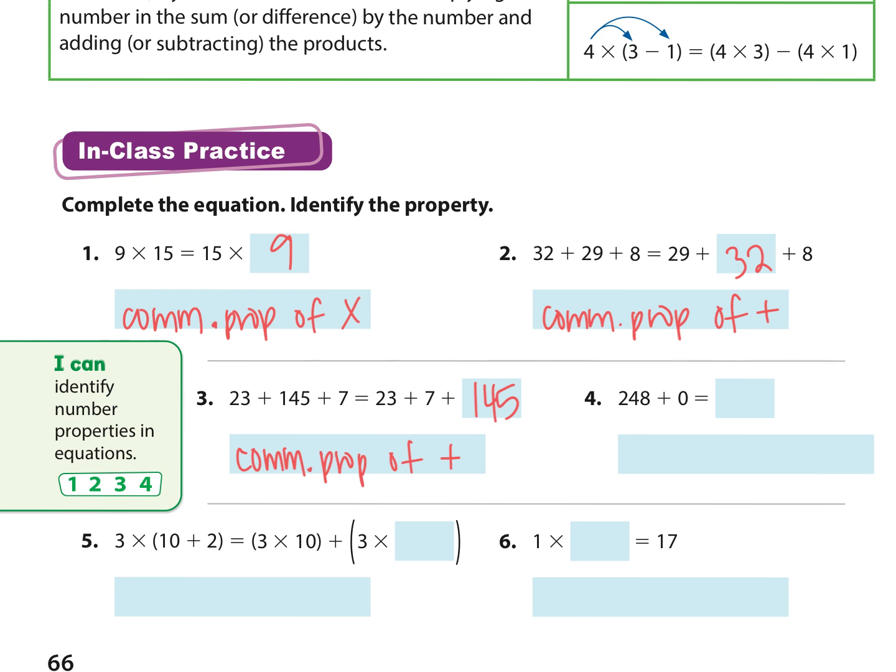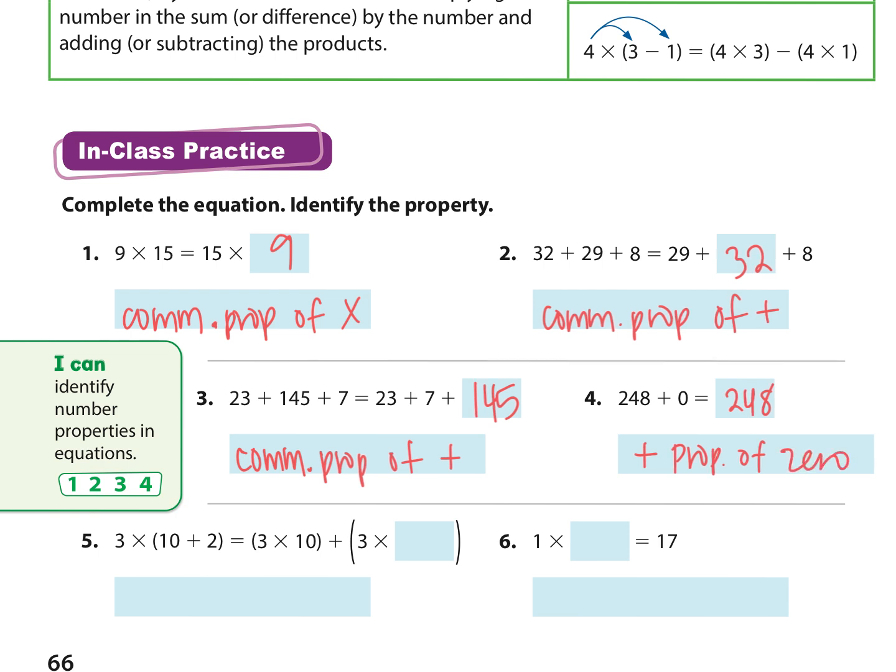Okay, number 4. What would this one be, though? This one's different. What does that equal? It equals 248. And what did you say it is? Addition property of 0. Yeah, because it's a plus sign, so it's the addition property of 0.